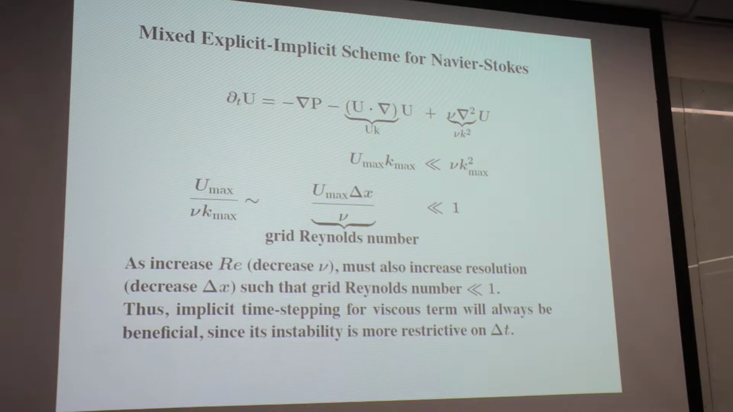I guess I should have something in here that says, this is what I think is so, but no certainty about that, okay? When I write implicit time step and viscous term will always be beneficial since its instability is more restrictive on delta t, I should have written that it is a hypothesis, or else it is a custom, or else it is proven in some place that I do not know. Okay, let me emphasize that.